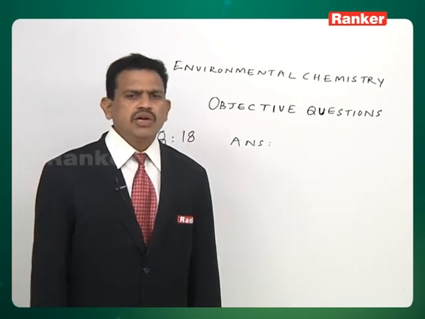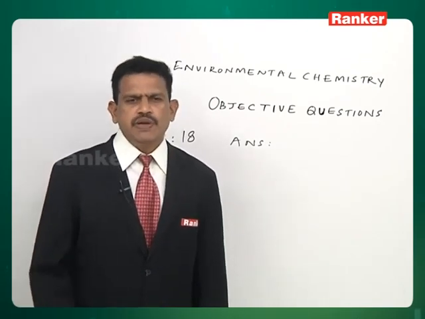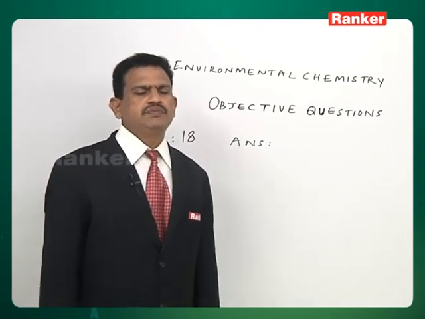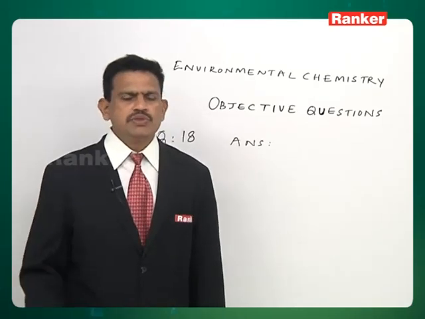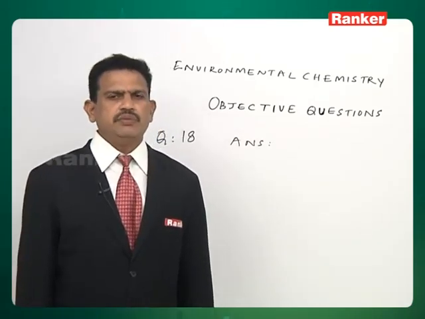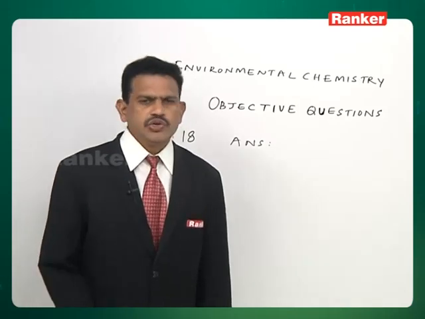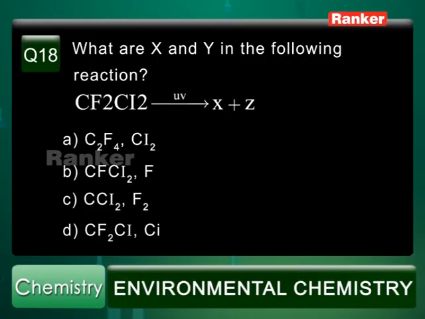So what are X and Y? X could be CF2Cl, and the chlorine comes out as Y in the form of free radical, that is chlorine free radical. So X is CF2Cl, Y is a chlorine free radical, so we can go for answer D.